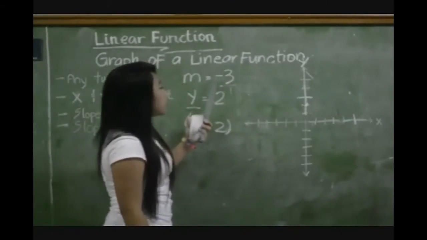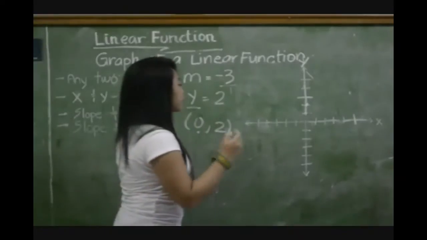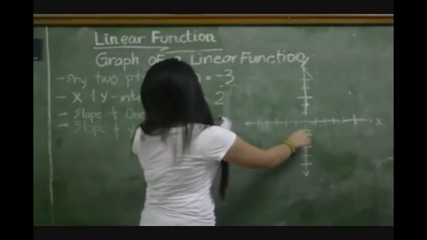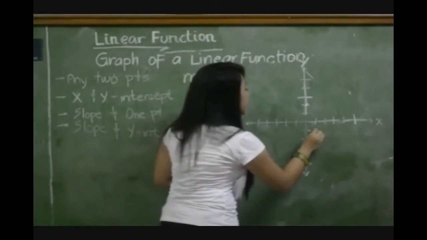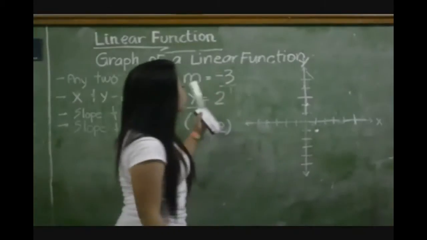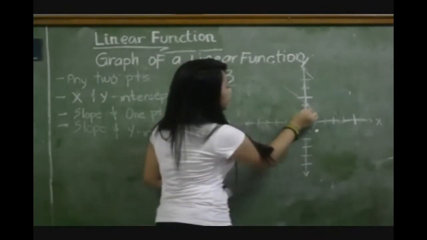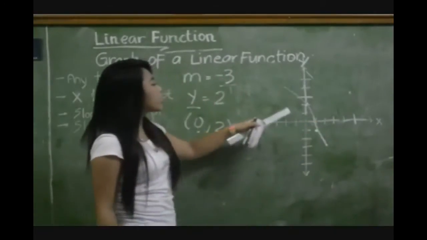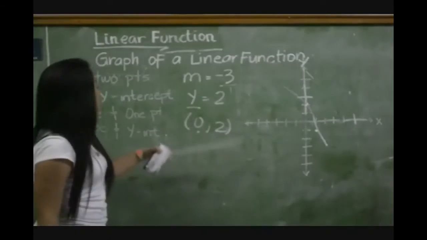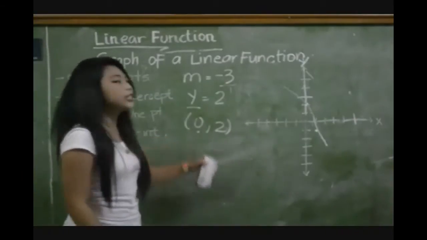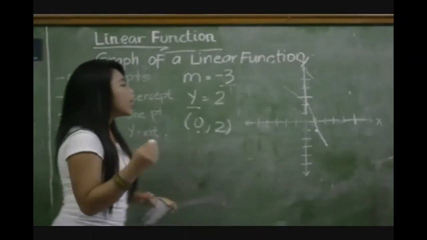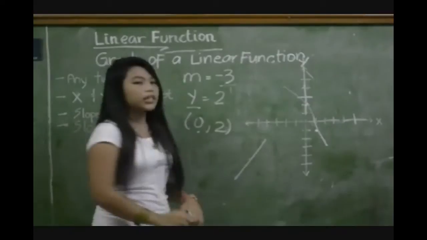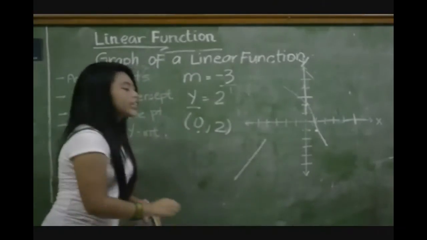Now, negative 3, so it will be downward. 1, 2, 3. And the run is 1. So it will be here. The plot of the slope is in here. We have to connect these two. So here is the graph of an example of a slope and y-intercept. Please remember that if a graph is rising upward, it is positive, while if it is downward, it is negative.